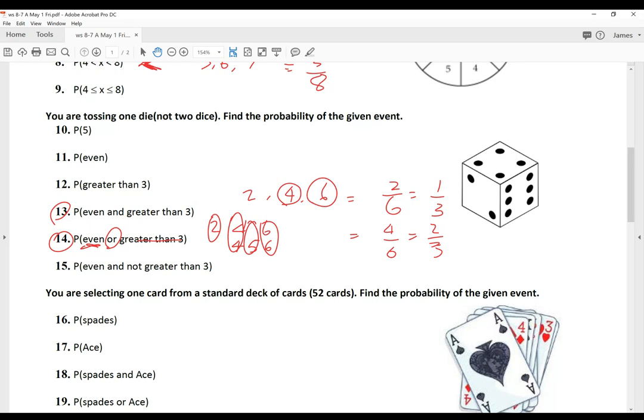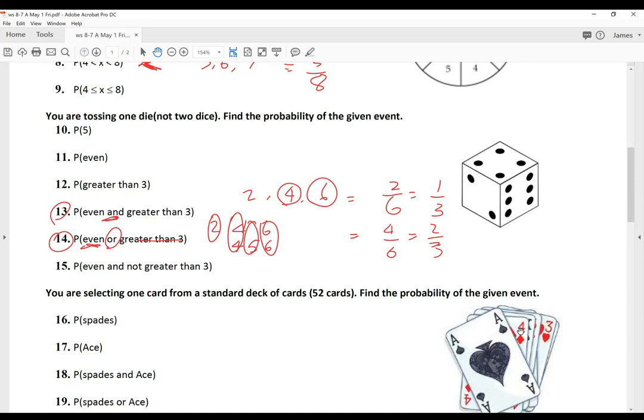So if you notice, with the AND case, you only get 1/3, but with the OR case, you get 2/3. So with OR, you end up with more. Either you want the even or you want the bigger than 3. You take either one. It doesn't matter which one you take, you will take either or. So in that case, you have a lot more chance of getting it.